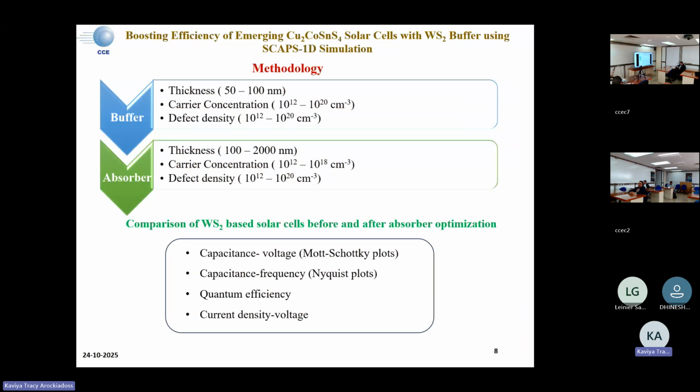Moving on to the methodology, first we optimized the buffer layer, that is both cadmium sulfide and tungsten disulfide, and we compared its performance. And then we optimized the absorber in tungsten disulfide solar cells. After that, we carried out a comparison study before and after absorber optimization using these characterization techniques to show the importance of absorber parameters.